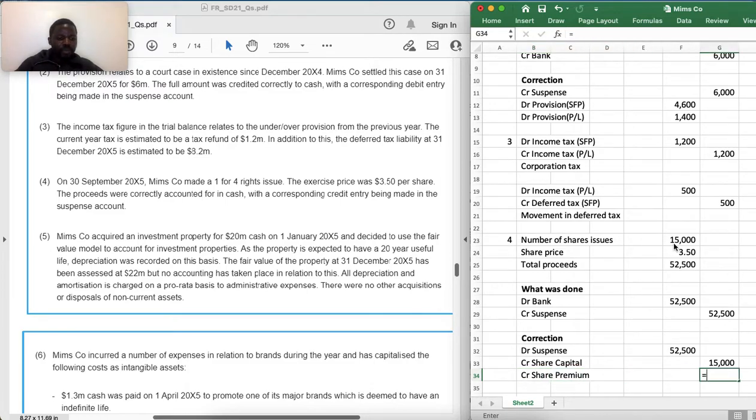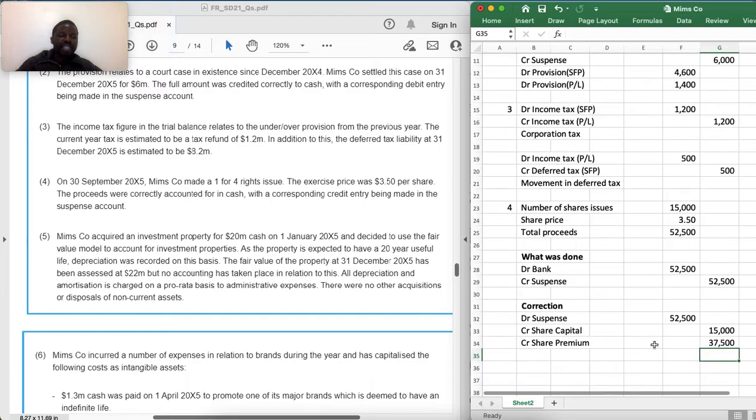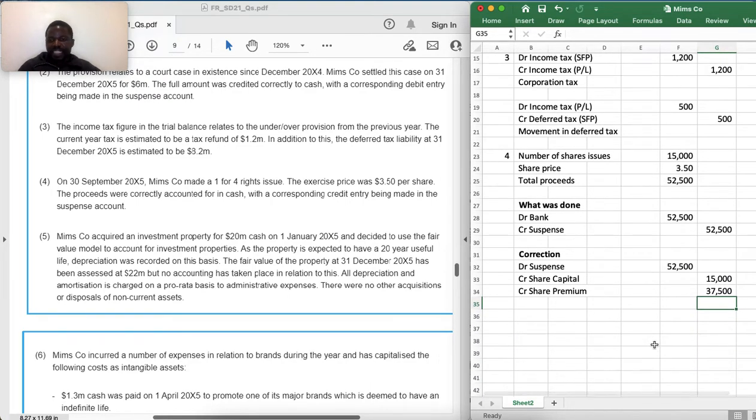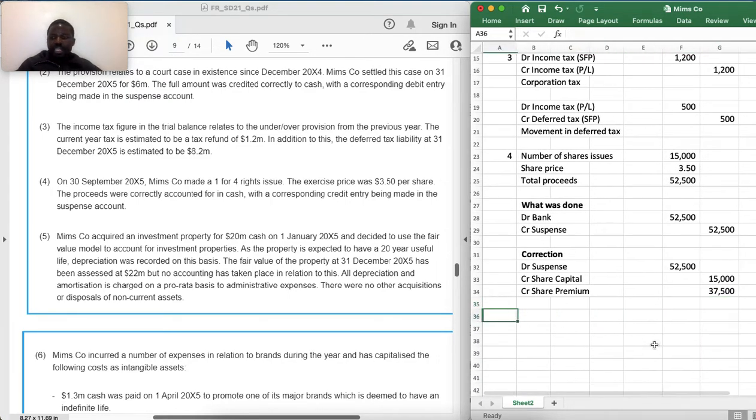The share premium will say 15 multiplied by, we have removed the dollar here, so we are left with $2.50 as premium. So share premium should be credited by 37,500. We are done with note number 4. Let's go to note number 5.